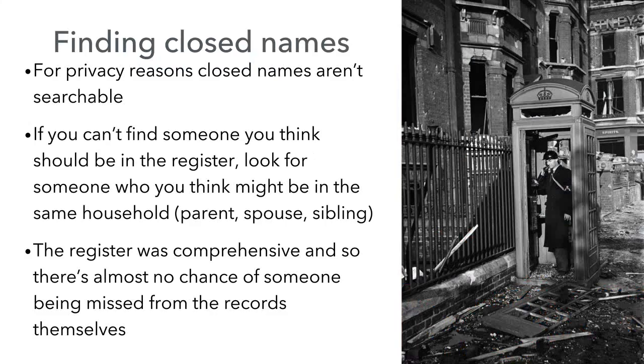As we mentioned at the beginning, some of the records are still closed. For example, my mum is still alive, so she won't be in the register. But if they're alive, or maybe we don't know that they've died, then they will be hidden. So if you can't find someone on the register, one tip is to try searching for someone that you know would be living with them, such as a spouse or a parent.